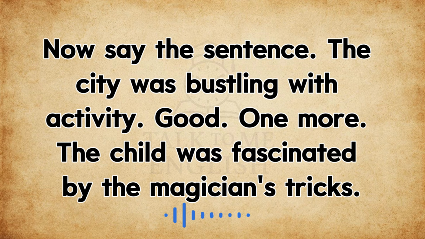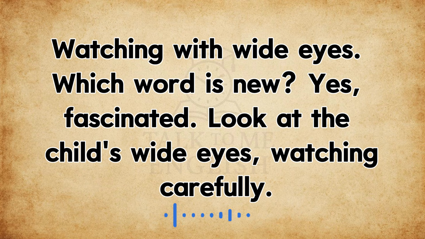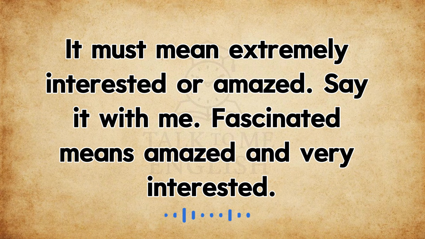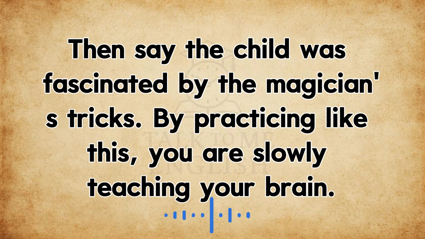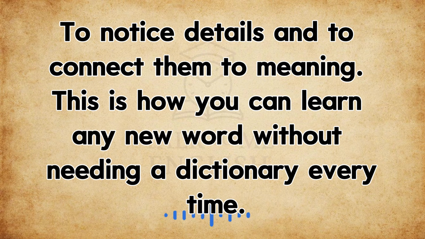Good. One more. The child was fascinated by the magician's tricks, watching with wide eyes. Which word is new? Yes, fascinated. Look at the child's wide eyes, watching carefully. It must mean extremely interested or amazed. Say it with me. Fascinated means amazed and very interested. Then say, the child was fascinated by the magician's tricks. By practicing like this, you are slowly teaching your brain to notice details and to connect them to meaning. This is how you can learn any new word without needing a dictionary every time.